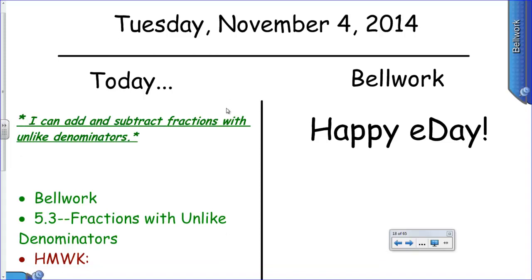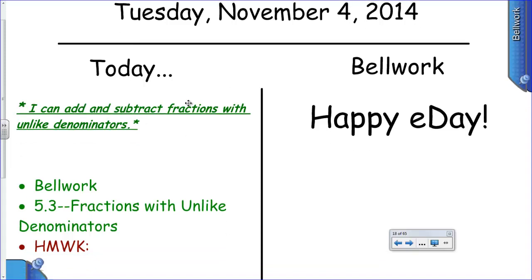Today we are going to take a look at adding and subtracting fractions with unlike denominators. Yesterday, if both numbers on the bottom looked the same, it was easy peasy. Today we're going to have to find a common denominator, or our LCD, like we did in Chapter 4, so that we can add and subtract. This is Lesson 5-3 from our book, Fractions with Unlike Denominators. We'll go over our notes, and then we will have some practice problems.